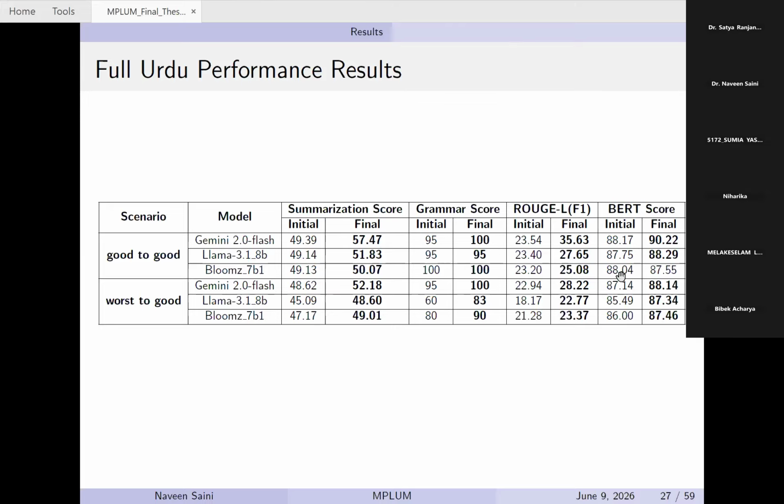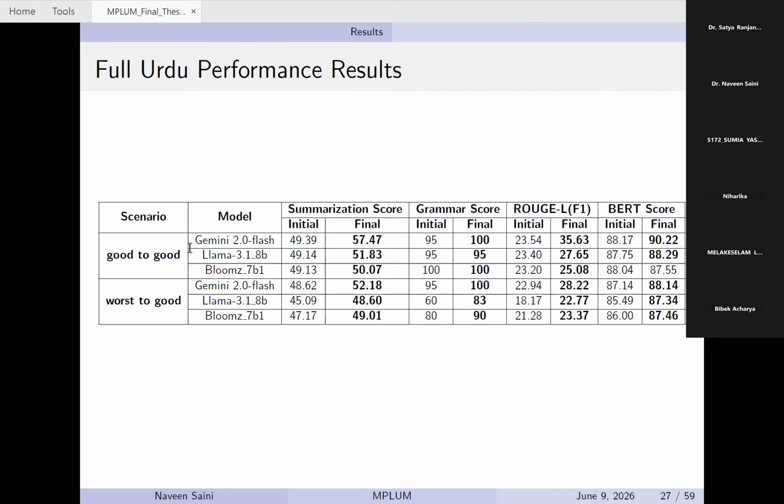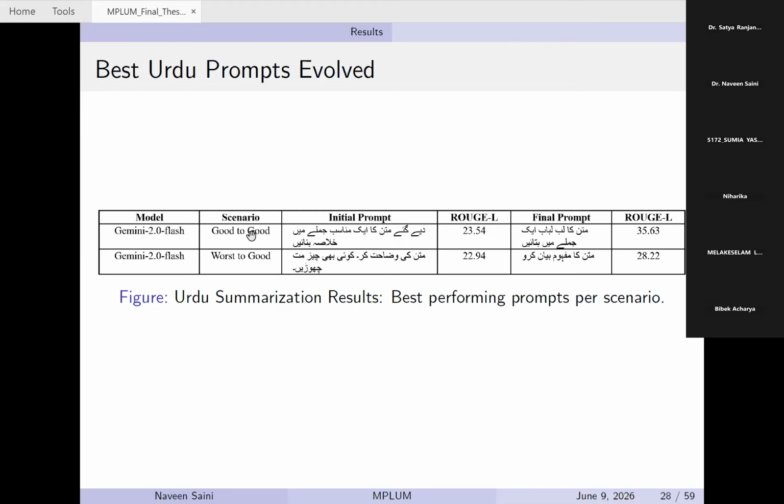Excluding this one, this is insignificant. You can see, because I don't know the Urdu language, it's just a demonstration. Gemini 2.2 Flash is better in terms of these ones in both cases. So good to good, this was the prompt.